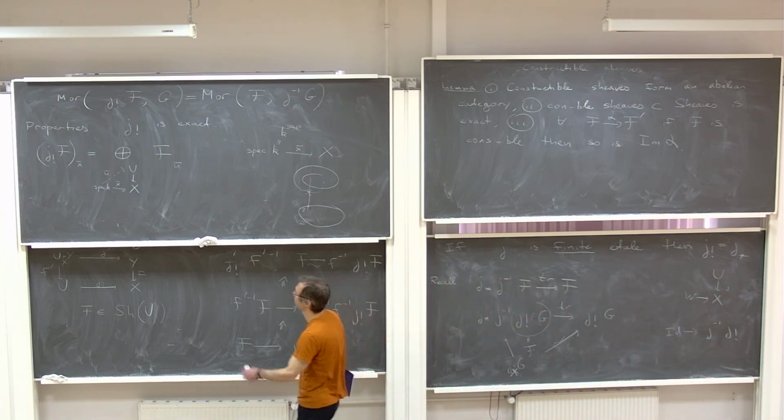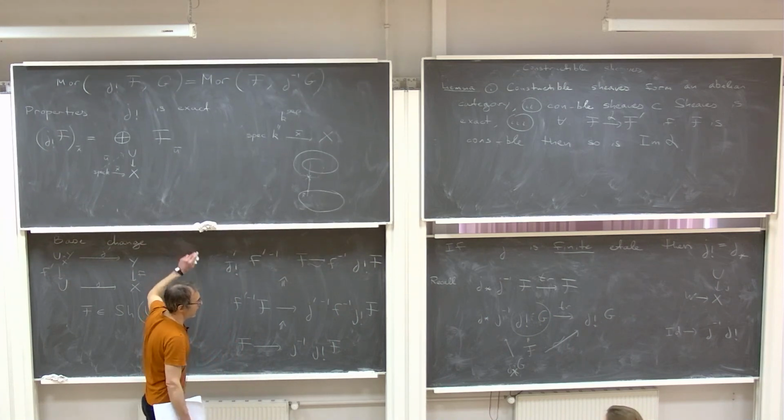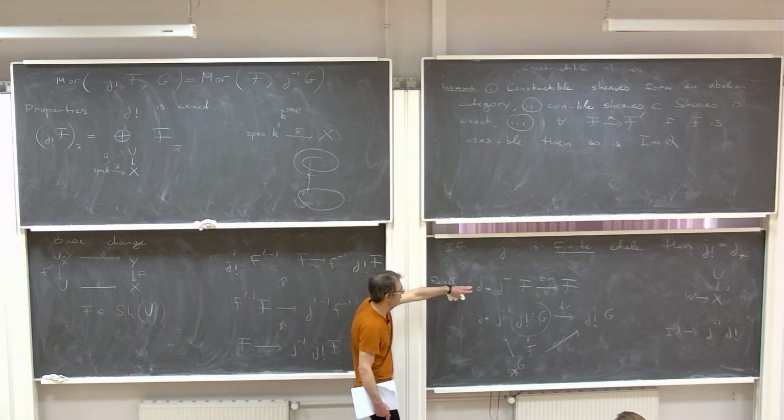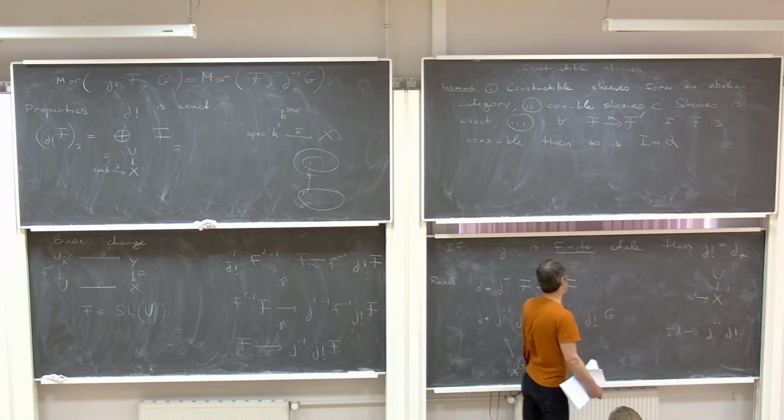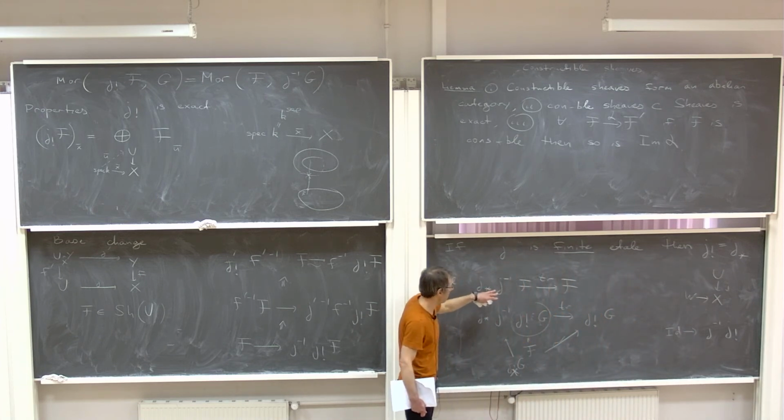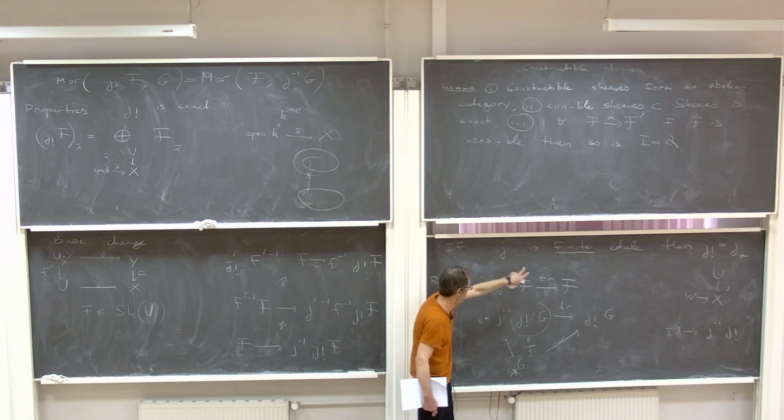Okay. So conversely, if you have this adjunction, then the existence of the trace map follows. So if you know that J lower star is left adjoint to J inverse, then you get this bijection.